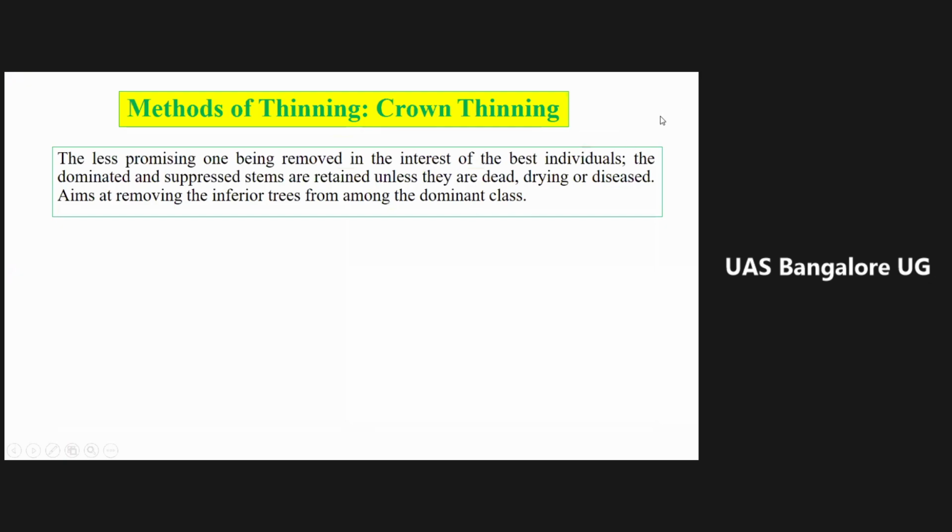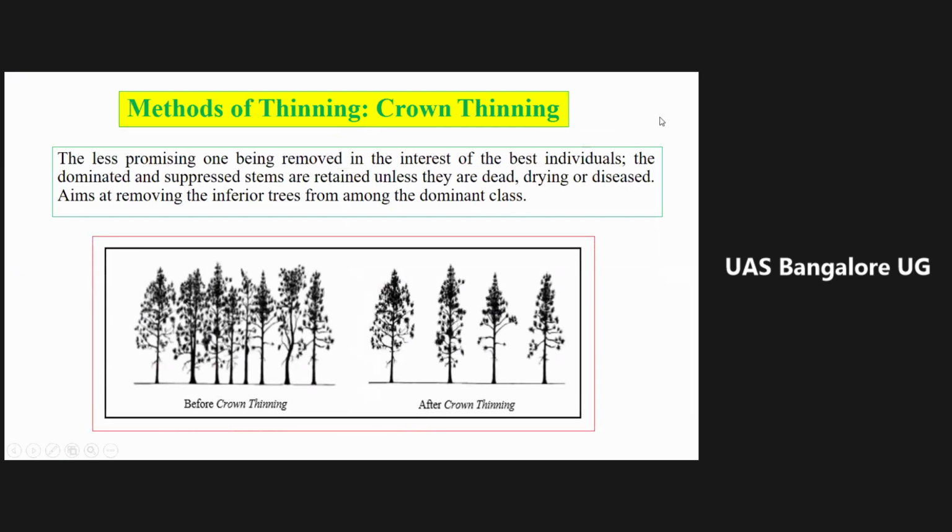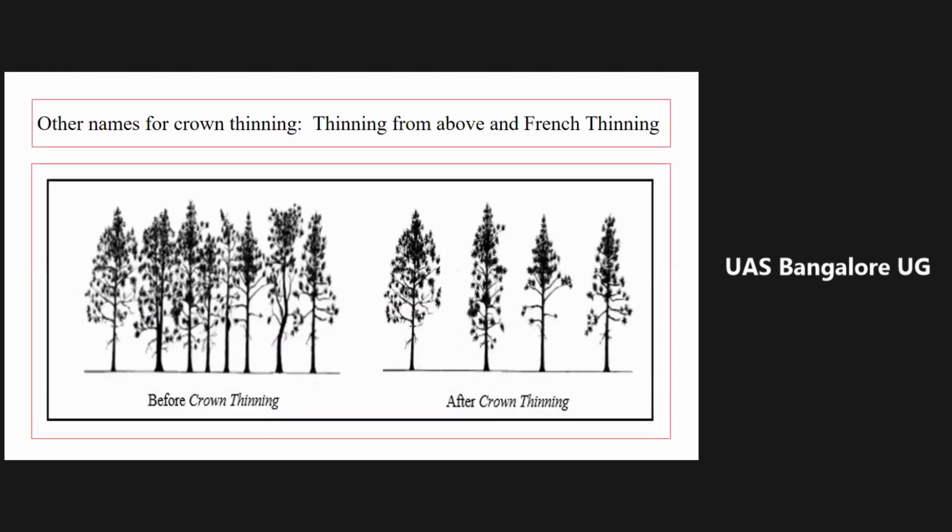So next the thinning method is crown thinning. Okay, it is less promising trees being removed in the interest of the best individuals. And the dominated and suppressed stems are retained unless they are dead or dying or diseased. The main aim of crown thinning is removing the inferior trees from among the dominant classes. The other names for crown thinning are thinning from above, or French thinning. You can see in the picture, the first one is before crown thinning and then after the crown thinning.